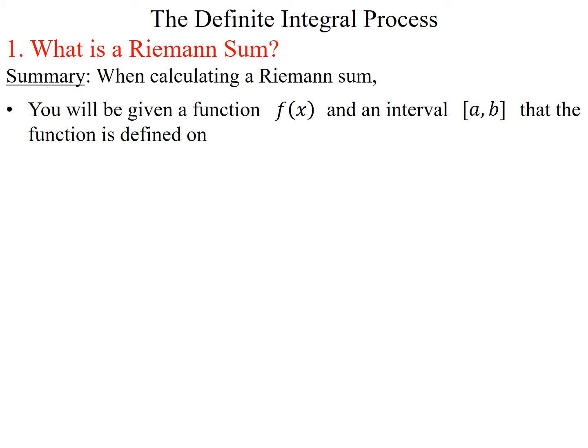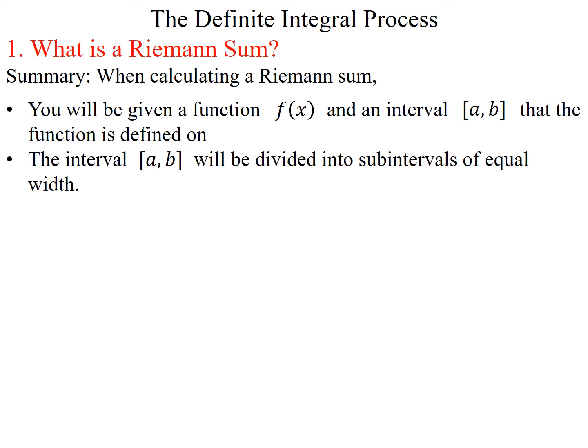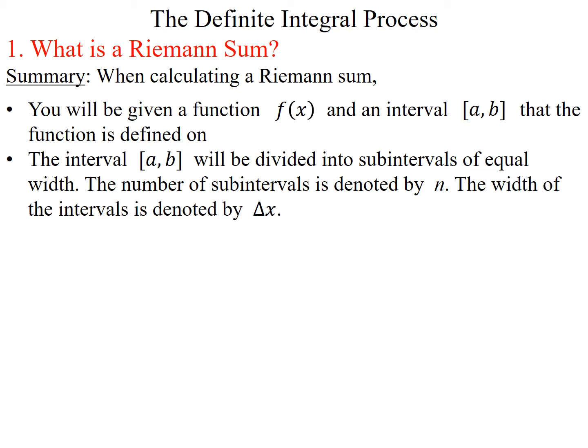So you don't have any issues. Well, what if I pick this number? It's undefined. I can't pick that number. So the function is defined at every number that's in the interval. Okay, that's the first thing. Then to build the Riemann sum, you divide the interval that they give you into equal width subintervals. The number of subintervals is denoted by little n. The width of the intervals is denoted by delta x. Each one has the same width, delta x.